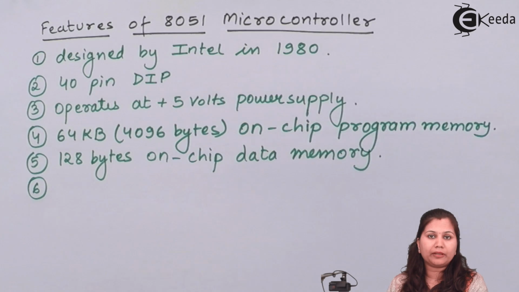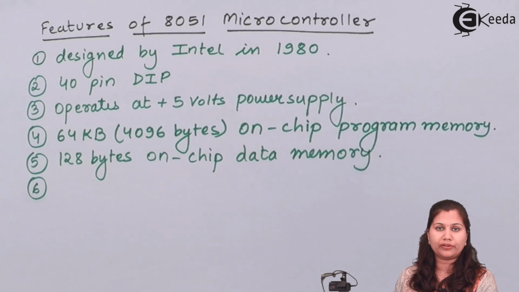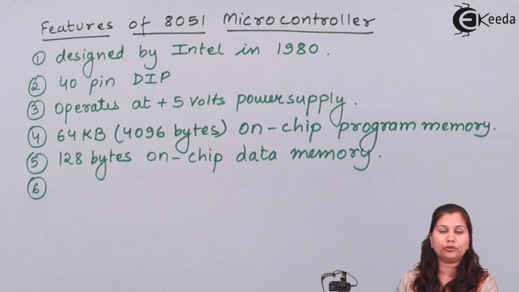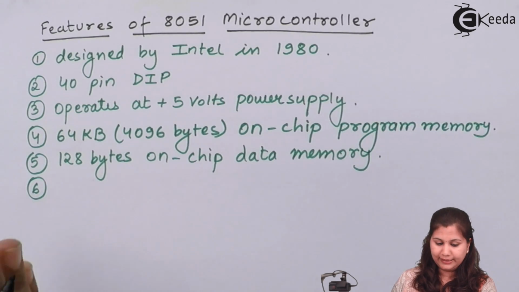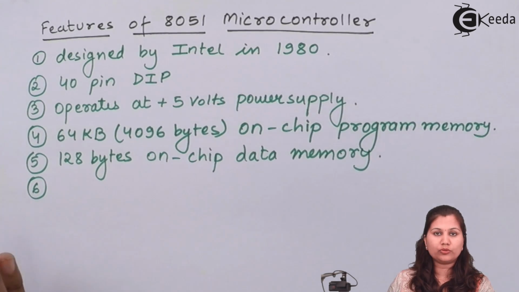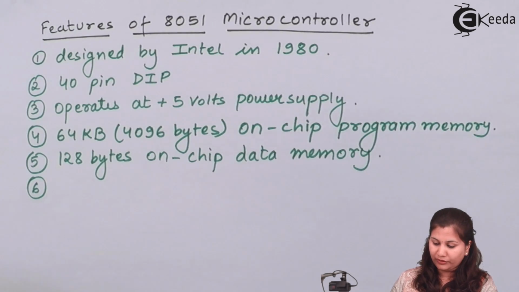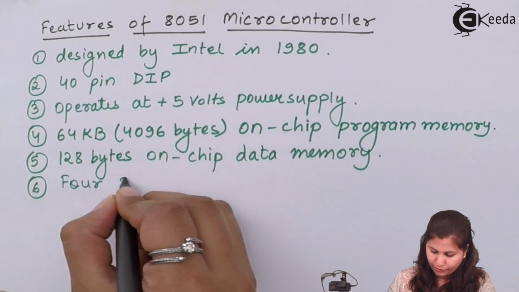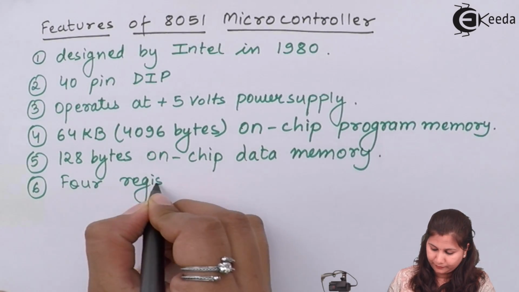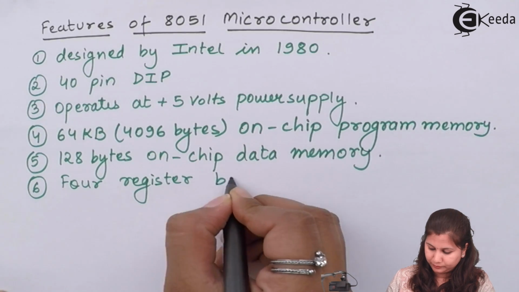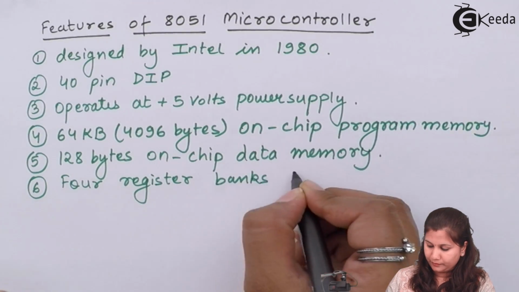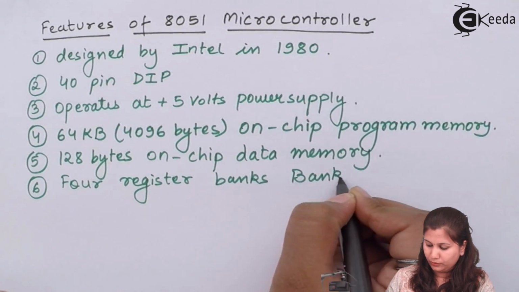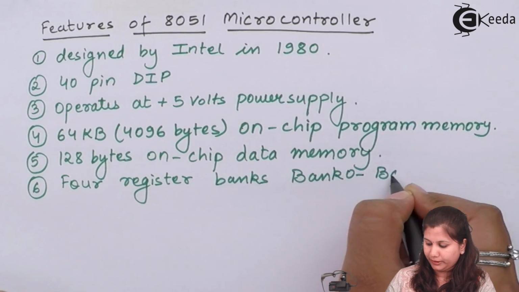Now 8051 microcontroller has 4 register banks from bank 0 to bank 3, and these register banks can be used as there are multiple functions for these banks. So we can say that 8051 has 4 register banks, bank 0 to bank 3.